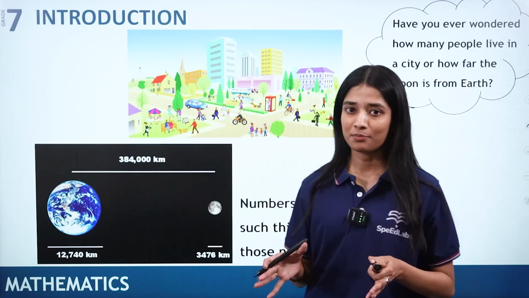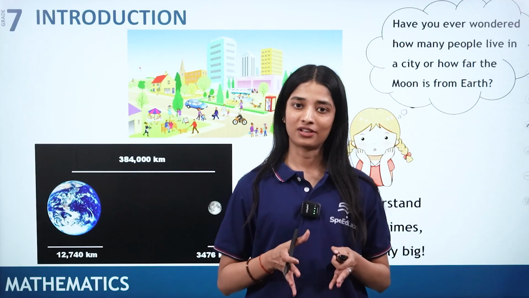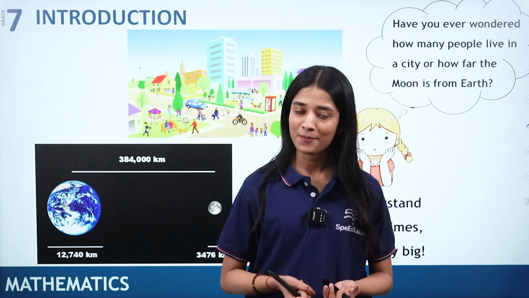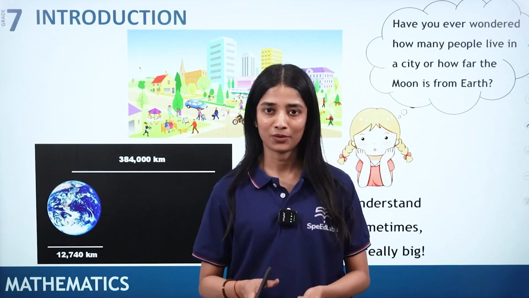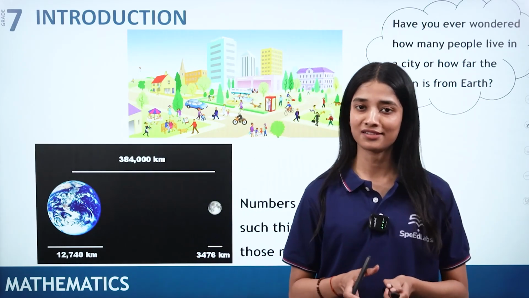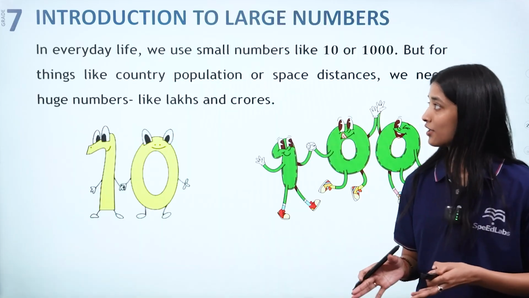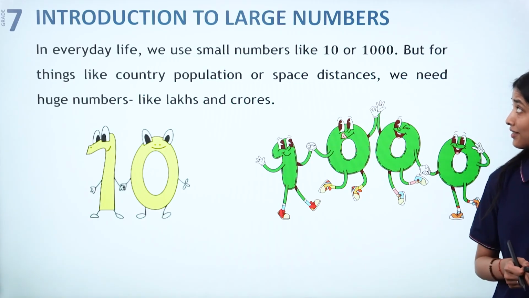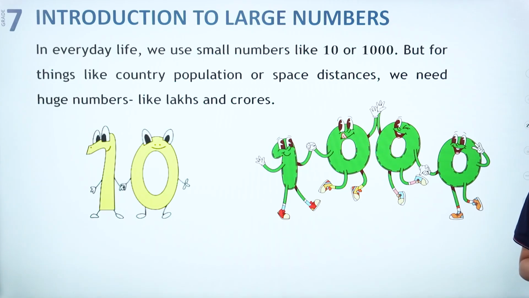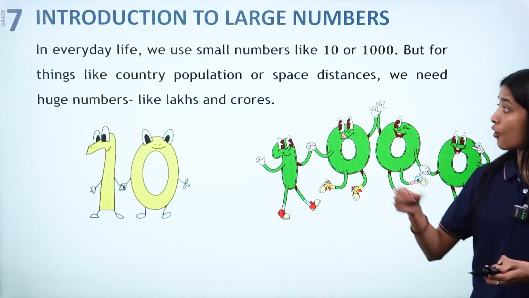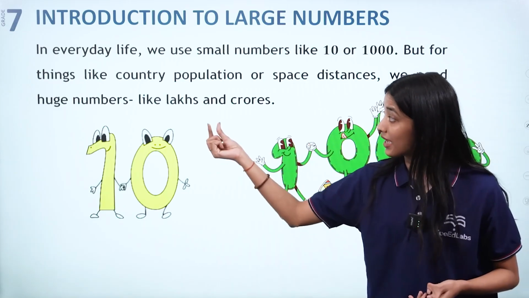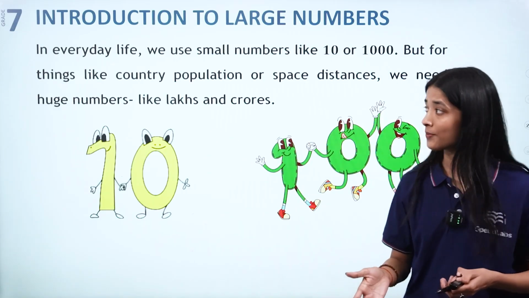So this chapter is going to teach us about large numbers, how to calculate them, how to compare them, how to understand them. We are going to cover all these things in this particular chapter. In everyday life we use small numbers like 10 or 1000, but for things like a country's population or space distances we need huge numbers like lakhs and crores, right?